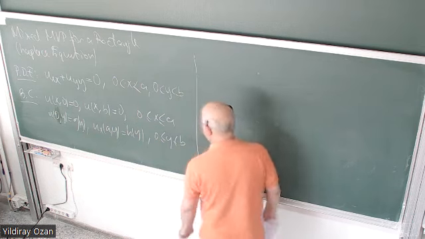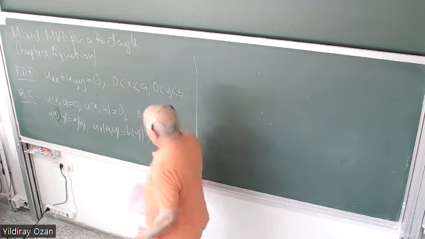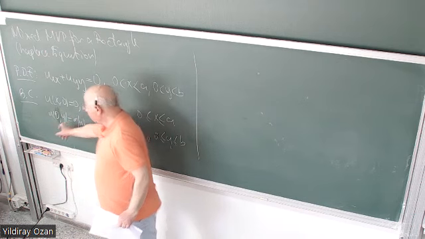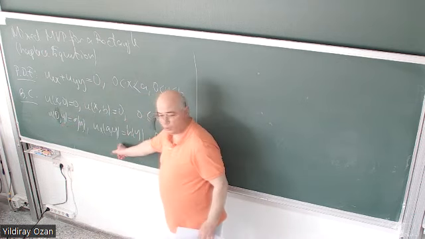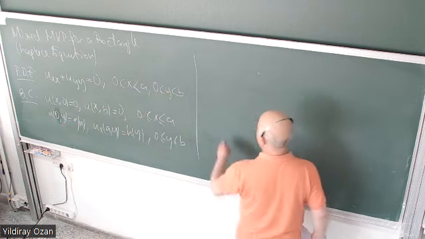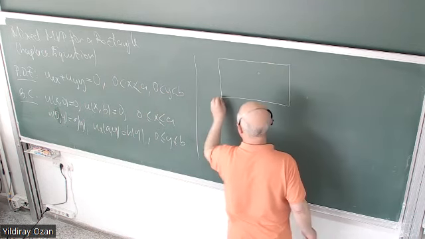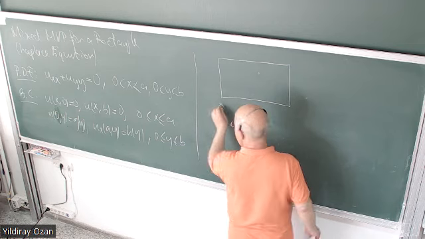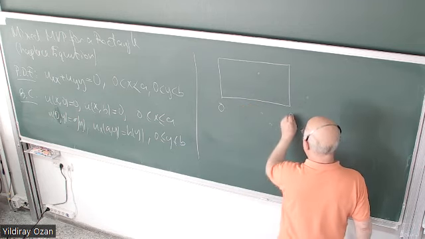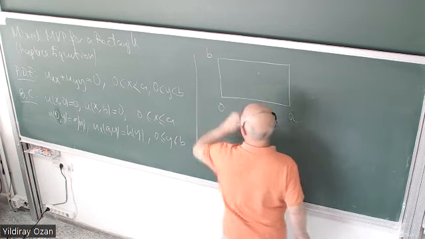Okay, so there is no derivative condition on these three sides, only on one side there is a derivative condition. So let me draw a picture. So this is x equals 0, x equals a, and this is y equals b.